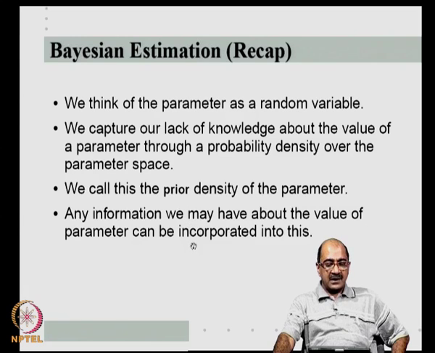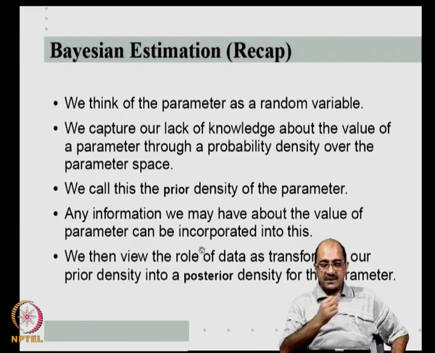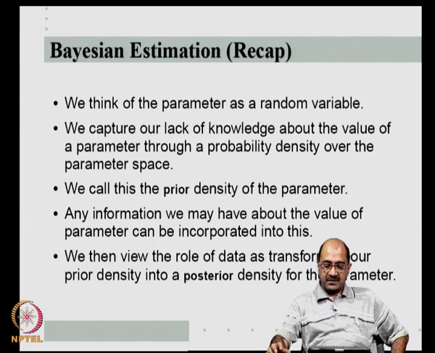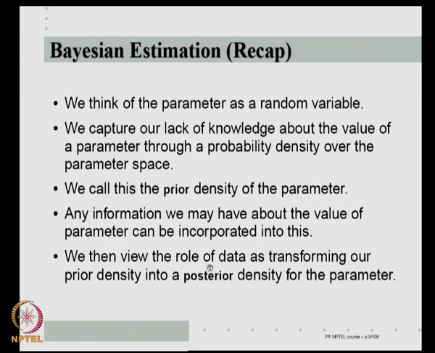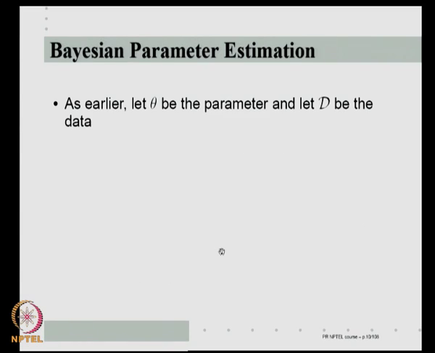Okay. Then we look at the estimation process slightly differently. The data itself is now used to transform our prior density into what is called a posterior density of the parameter. Posterior is posterior to seeing the data. So, the data essentially transforms our prior density to a posterior density using Bayes theorem. Okay. This is the basic idea of the Bayesian estimation. We will see examples this class.